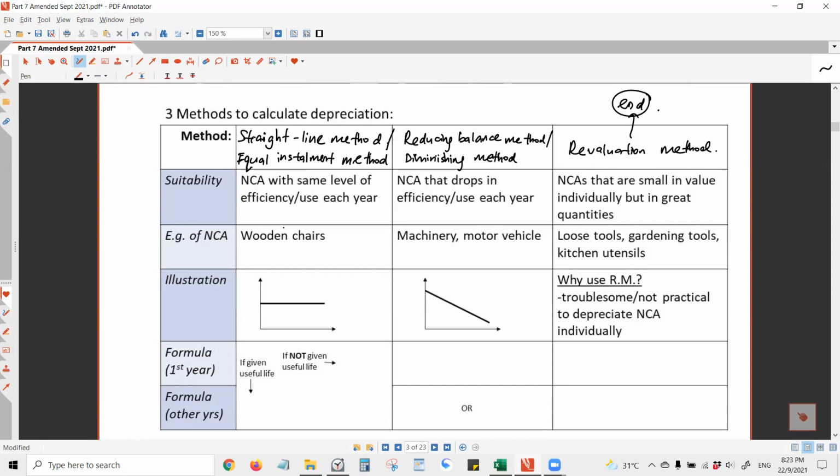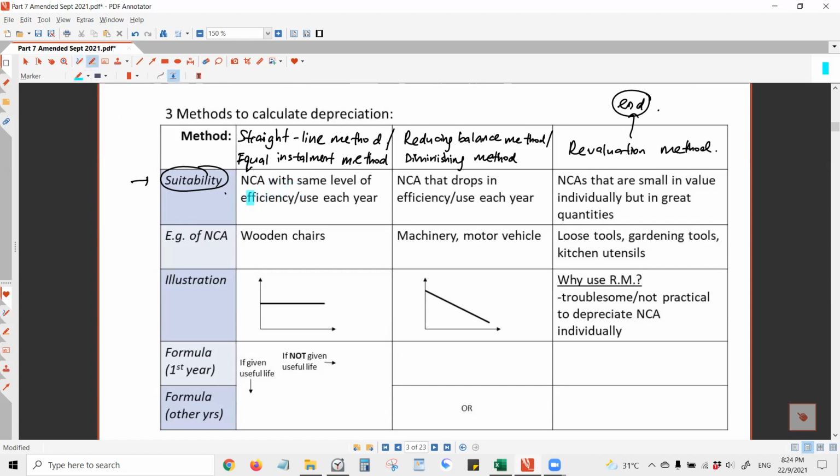Before we go on and learn their formulas, let's see how these three methods of calculation are different. In what situation, which method should be used? So you can see the next row talks about suitability. There are many types of NCA, right? Certain NCA you should use straight line method. Some other NCA you use reducing balance method, and some NCA you use revaluation method. It depends on what factors. Now let's see. The factors are here.